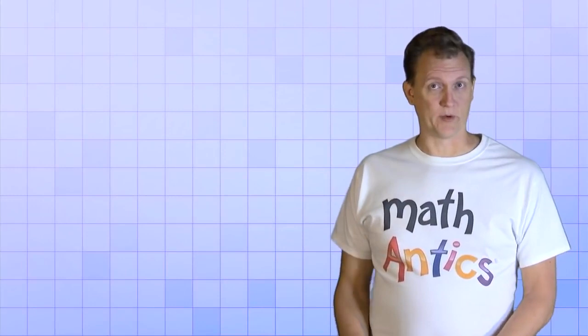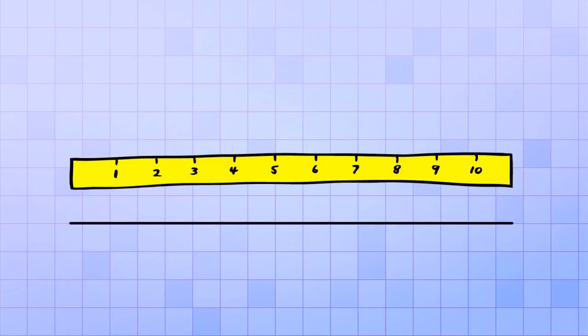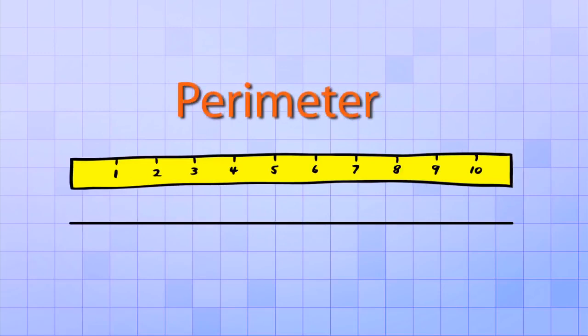Another good way to see what perimeter is to imagine that you could take a shape, like this square, and break it at one of its corners. Then you could unfold the shape until it formed a straight line. The length of that line is the perimeter of the shape.